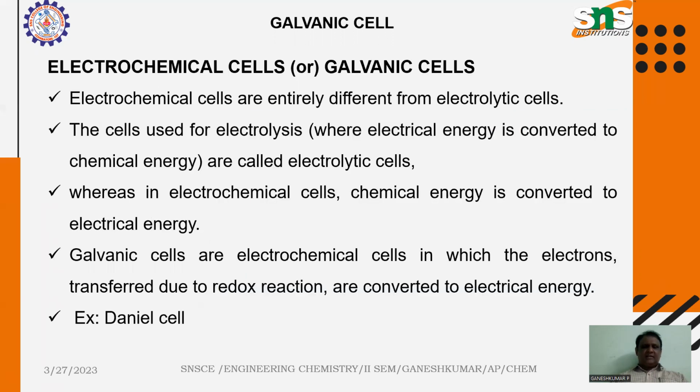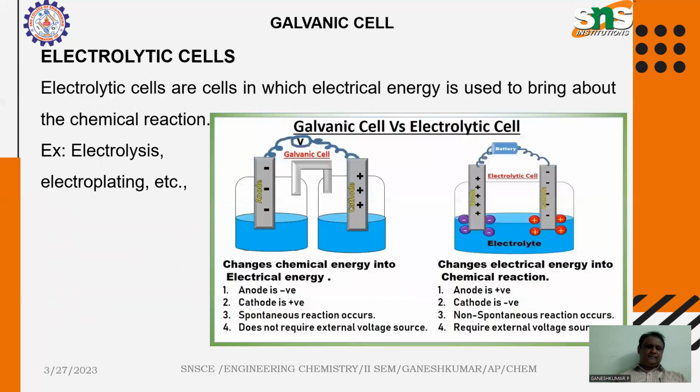In an electrochemical cell, the thing is totally different, particularly the galvanic cell. In these cells, chemical energy is converted to electrical energy. Galvanic cells are electrochemical cells in which electrons are transferred due to a redox reaction, which means oxidation and reduction take place simultaneously, converting chemical energy into electrical energy.